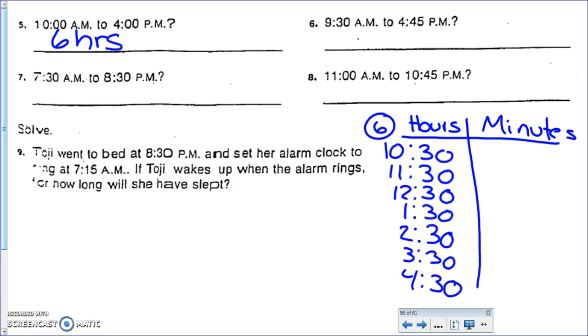And then we can look at 4:30 to 4:45. You can count your minutes in increments of 5 or 15. In this case, it's easy. We know it's 15 minutes. So we're just going to write the 15 over on the right.